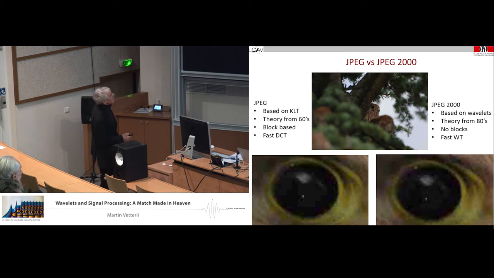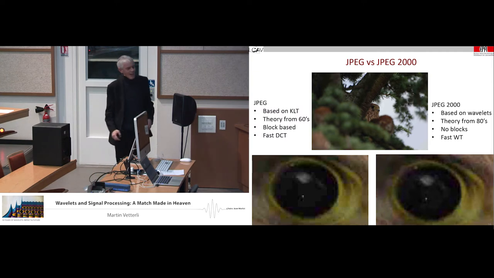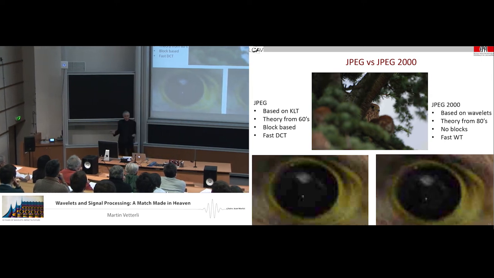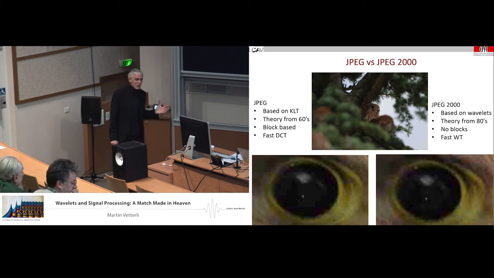And it turns out JPEG, which is the beast, of course, is based on the Karhunen-Loève transform. The theory was done in the 60s. Actually, the earliest example is even from the 50s. Transform coding is an idea from speech in the 50s. Then it was adapted to images in the 60s. It's block-based. It has a fast algorithm. And you can't really see it, but of course you know why JPEG is bad, because there are blocks. If you really blow up the image a lot, you will see blocks. But in most applications, you don't see blocks.